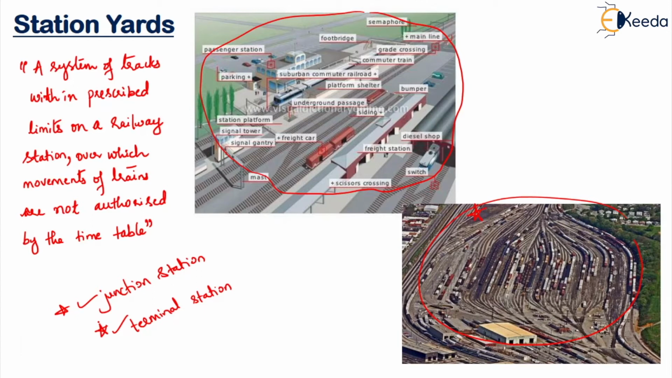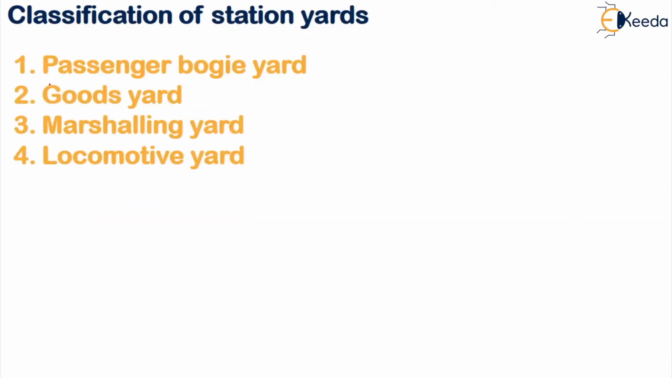So there are basically four types of station yards. The first one is the passenger bogie yard, second one goods yard, third one marshalling yard, and the fourth one is the locomotive yard. So these are the four types. We will see one by one what each type of yard will consist of. Actually the names themselves are indicating, right? This is for passengers, this is for goods, this is for locomotive. Locomotive is nothing but train, right? Marshalling, the name doesn't indicate, but we will see in detail what each type is and what the requirements of each type are moving further.